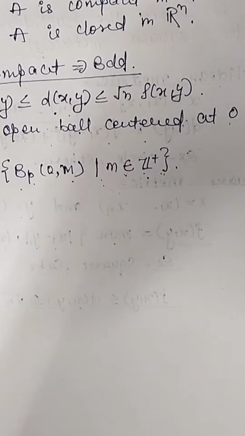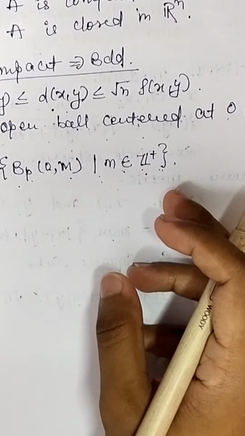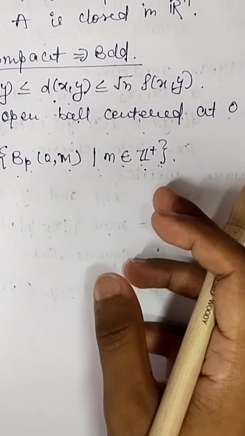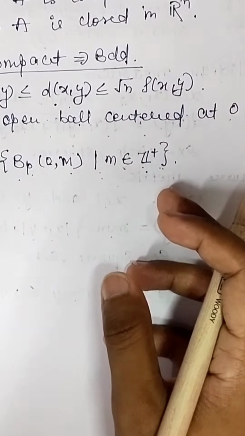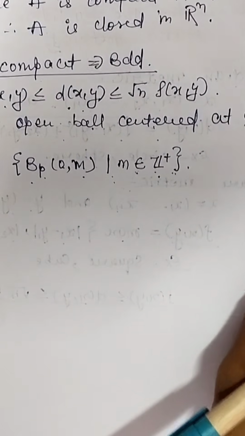Since A is compact, we create an open cover of A, apply compactness and get a finite subcover. We use an open cover because compactness only works through open covers, and it lets us turn an infinite cover into a finite one, which gives boundedness.